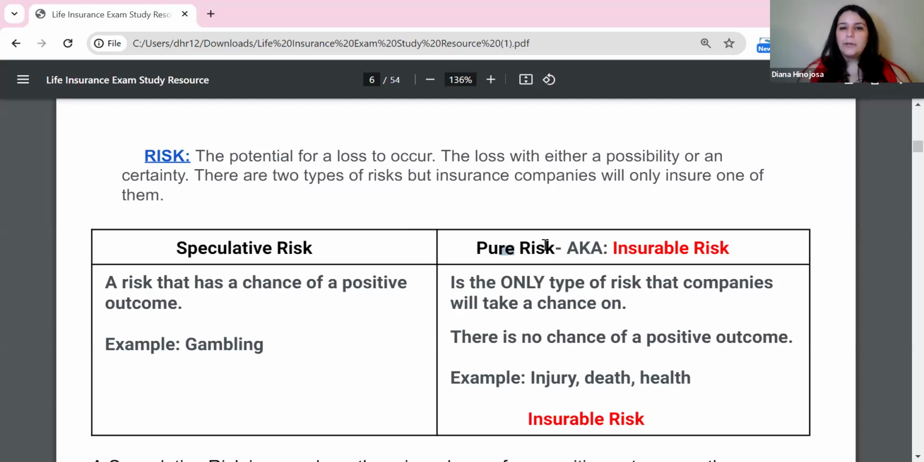And then here you're going to see pure risk on one side and insurable risk on the other side in red. So sometimes the insurance exam likes to use interchangeable terms. They like to use synonyms for the same things. Pure risk and insurable risk are the same things. So you'll see AKA, or you'll see a dash, but you'll see one in black and one in red.